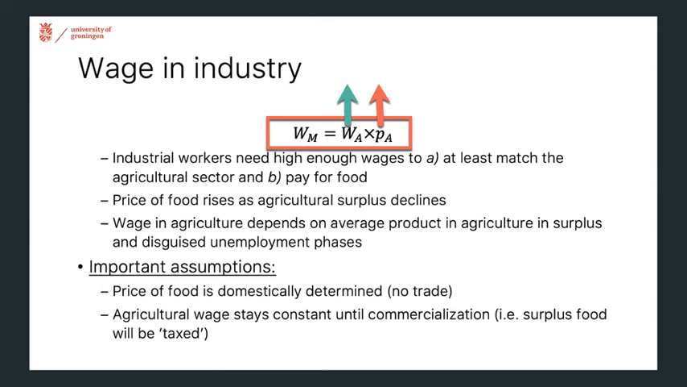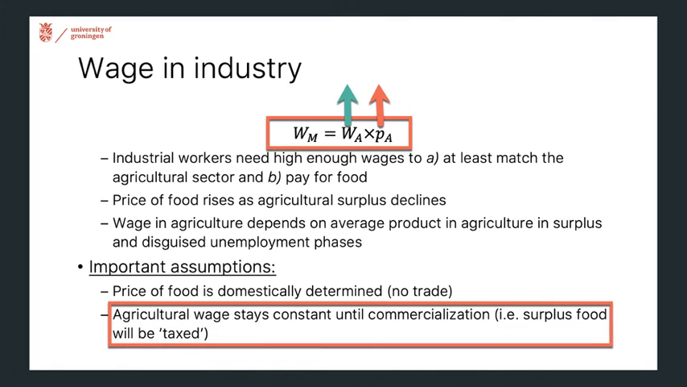Now, two important assumptions here. First of all, the price of food is determined domestically, so there's no trade here, to simplify the discussion. And second, as emphasized before, the agricultural wage is constant until commercialization. So that assumes this surplus food is taken out of the agricultural sector and used by the government for something else. It's removed from the model, so to say.